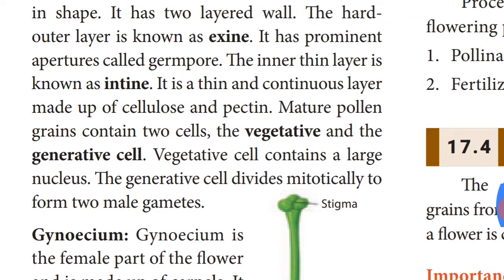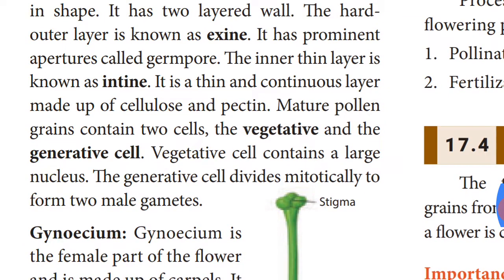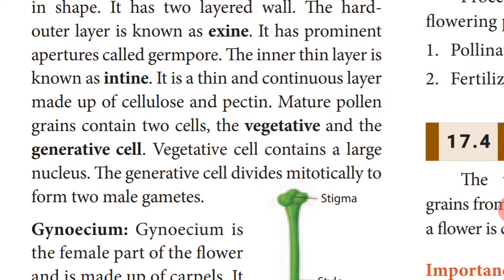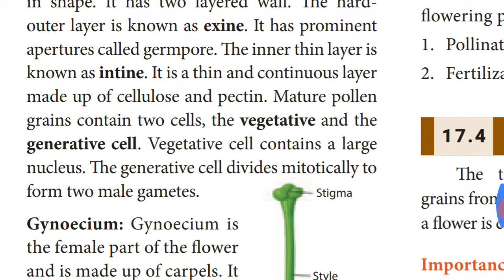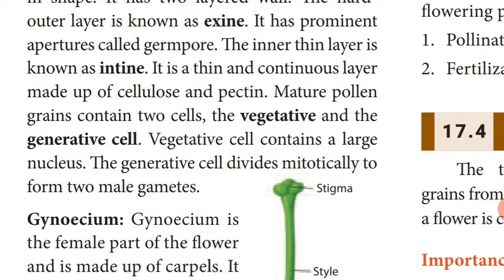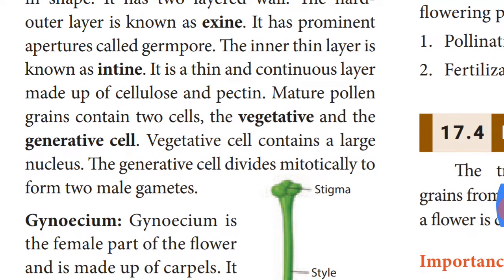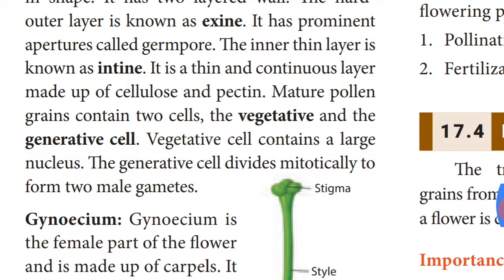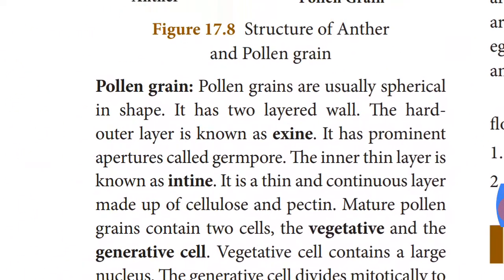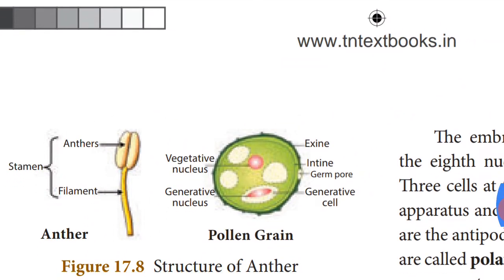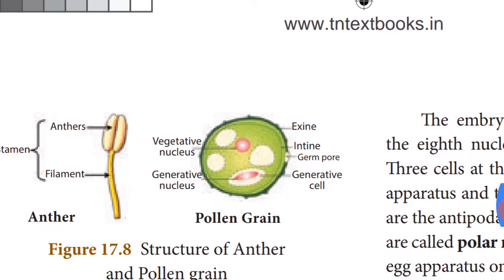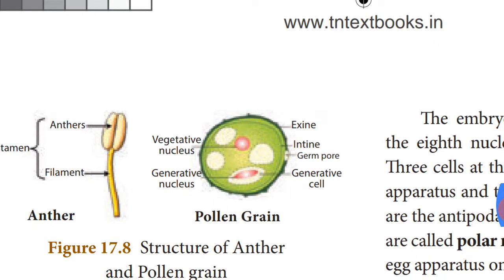The mature pollen grain contains two types of cells: the vegetative cell and the generative cell. The vegetative cell contains a large nucleus, and the generative cell divides mitotically to form the two male gametes. So the male gametes are produced from the generative cell. In the picture, the pollen grain has a generative part and a vegetative part. From the generative part only, the two male gametes are produced.